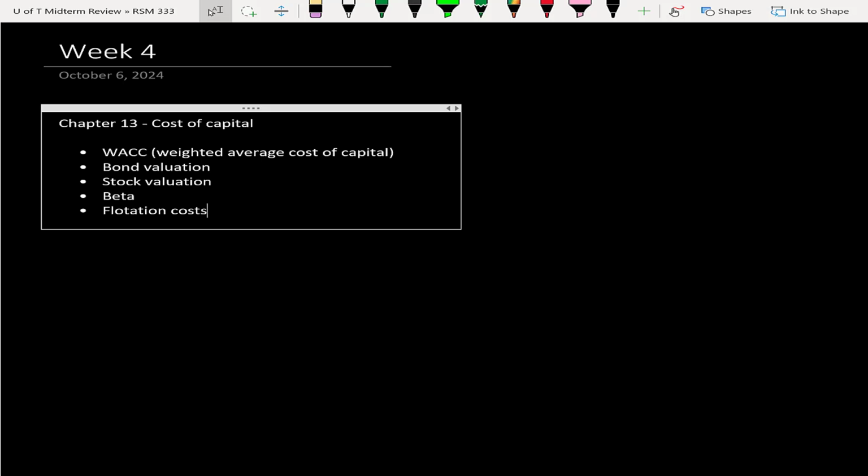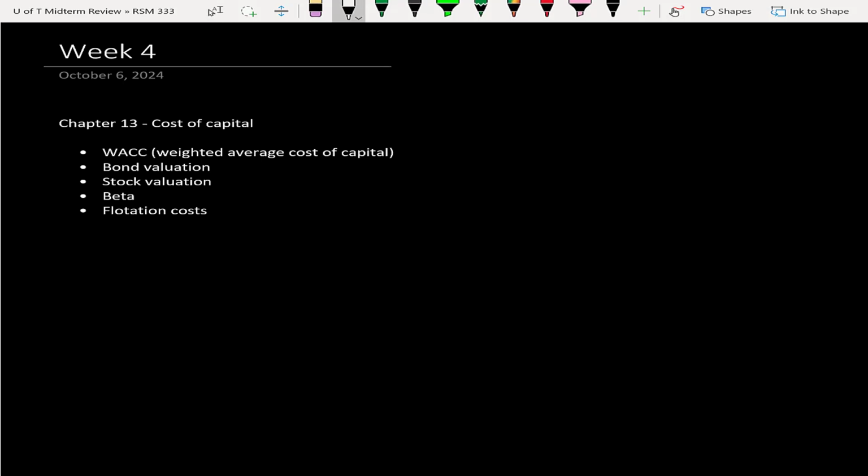The fourth week of lectures was on Chapter 13, which is the cost of capital. We covered how we calculated the weighted average cost of capital. Covered also how to do a bond valuation and a stock valuation at a high level. And then we did the concept of beta on the stock and also flotation costs and how those work. So let's start off with a general overview of the weighted average cost of capital.